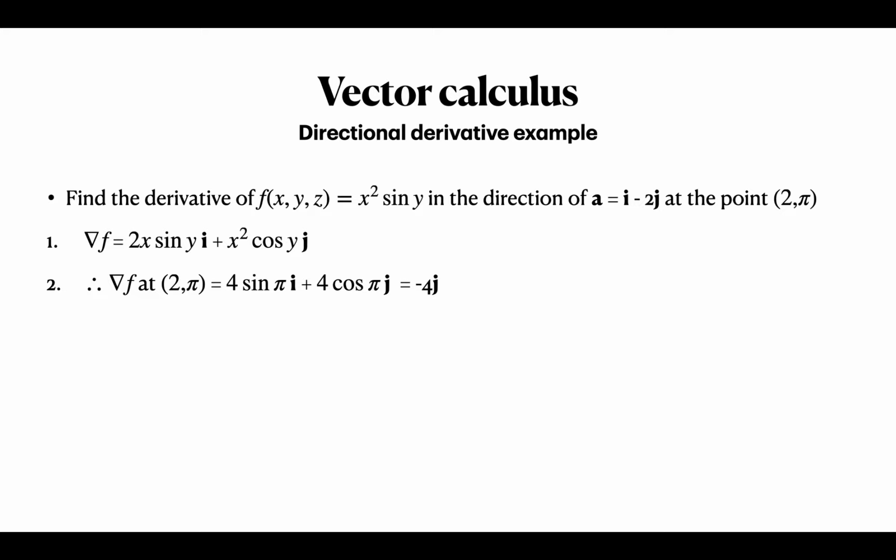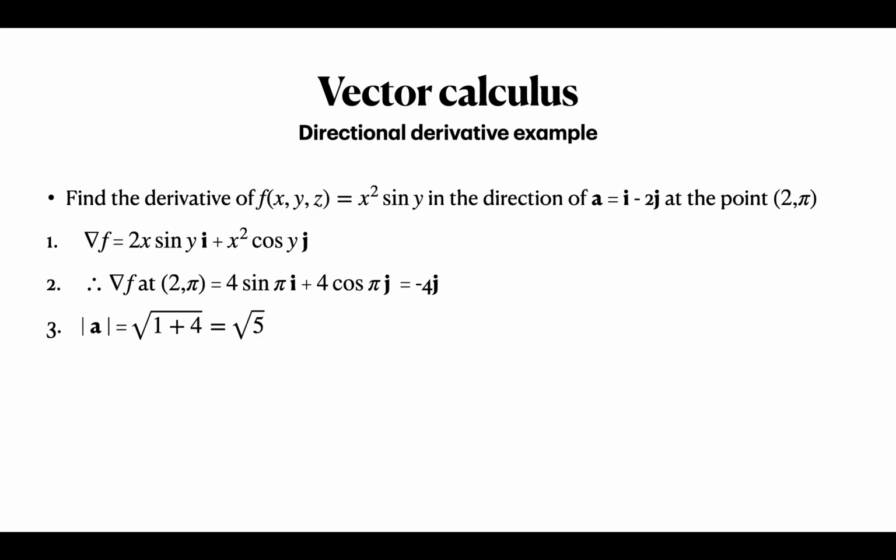Now, you need to get the direction corresponding to the vector A, which is i minus 2j. So you need to get the magnitude of A. And when I do that, I get the square root of 5. So to get A hat in this context, guys, I must divide each of the components of A by the square root of 5. I've done that here.